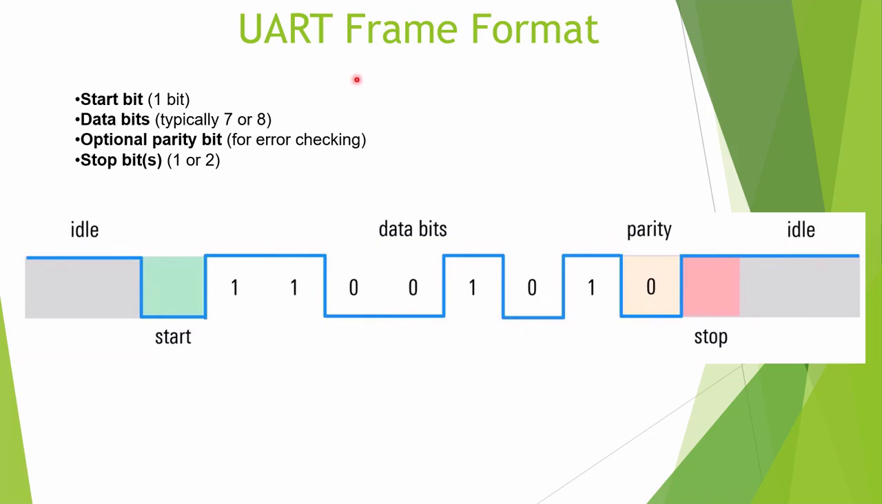This is the UART frame format, in which the start bit is 1 bit and it is usually 0. Then there are the 8 data bits, 1 parity bit which is optional, and 1 stop bit which is usually 1.